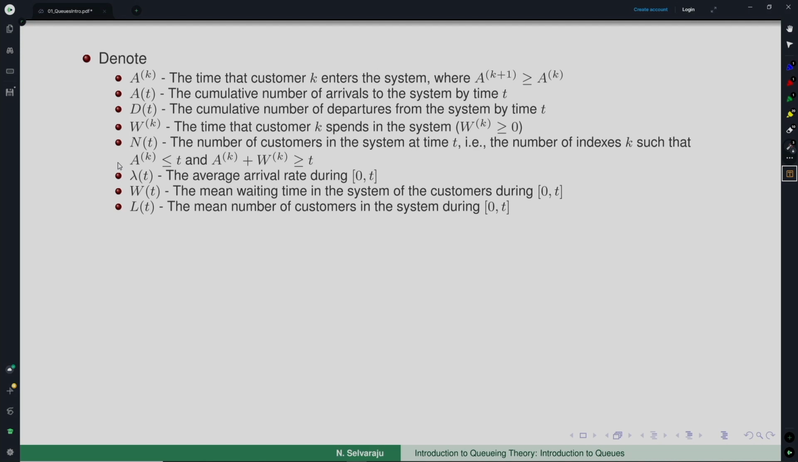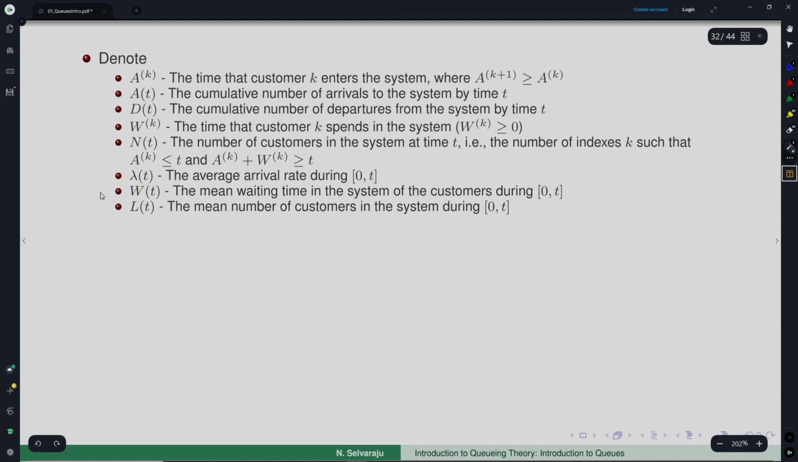And what would this be? This would be the number of such indices k for which that particular customer has arrived before time t, but has not yet left by time t. So, he will be inside the system. That is what these two conditions are representing, right. So, if you just count the number of such k's, that will give you the number of customers in the system at time t. You take the first customer and check whether this is satisfied. If it is satisfied, he is there in the queue. Then the second customer, third customer, and so on. You just count the number of such customers and you will get this.